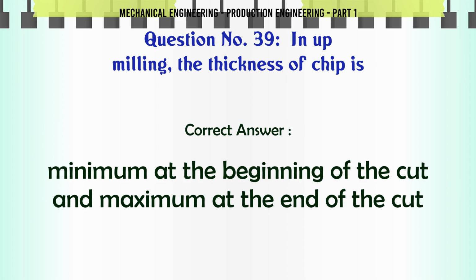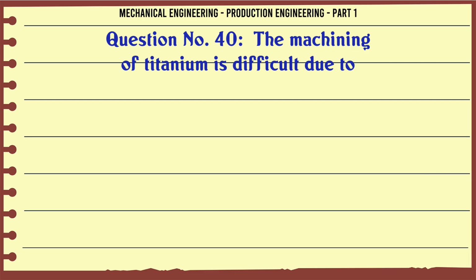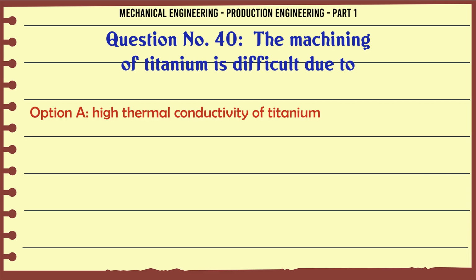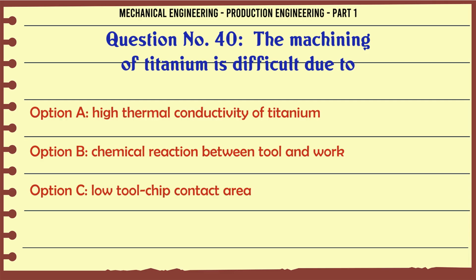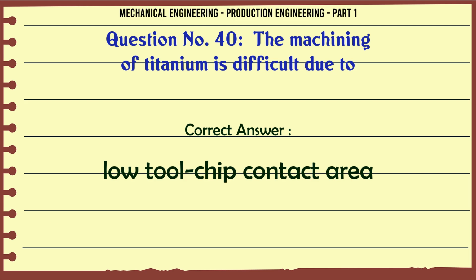The machining of titanium is difficult due to: A, high thermal conductivity of titanium; B, chemical reaction between tool and work; C, low tool chip contact area; D, none of these. The correct answer is low tool chip contact area.